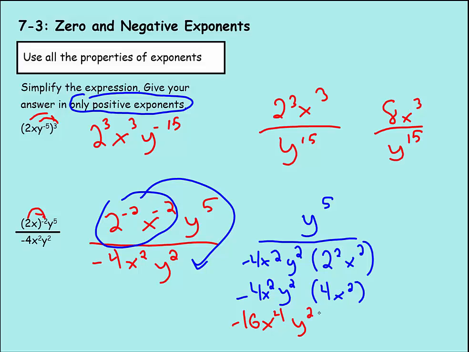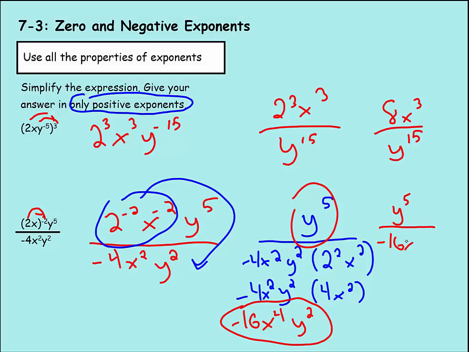So if I'm going to rewrite this problem here, we have this on the bottom now. We have this on the top. So we have y to the fifth on top over negative 16 x to the fourth y to the second. Now we can use our quotient property to simplify this even. So we have y to the fifth divided by y to the second. We would subtract the exponents. That becomes y to the third. Then on bottom we would have just this left, which is negative 16 x to the fourth.